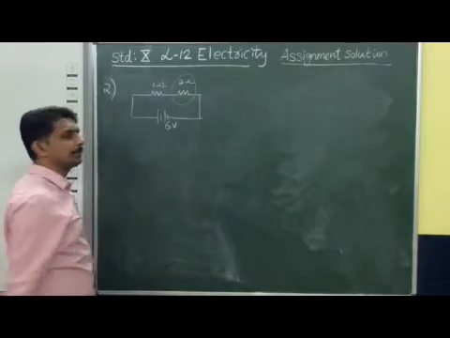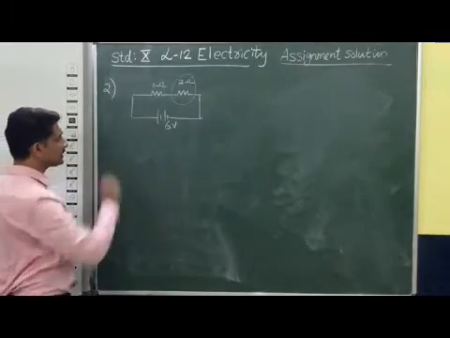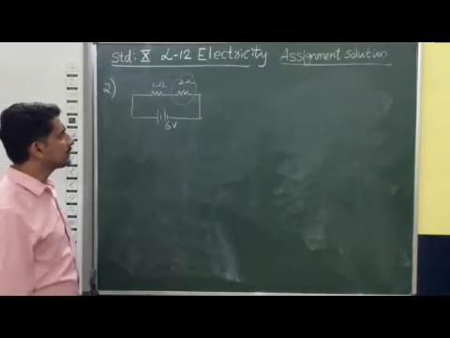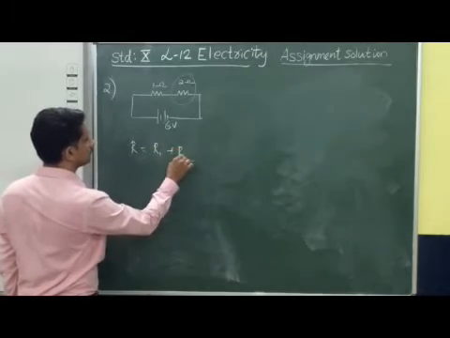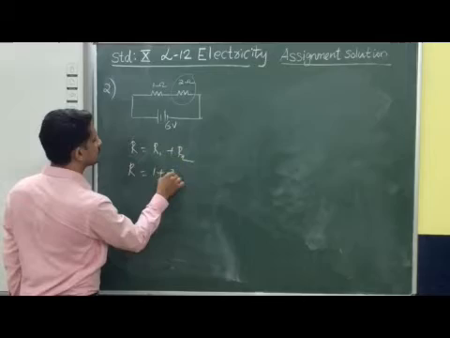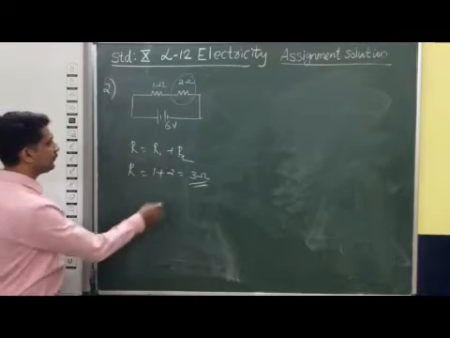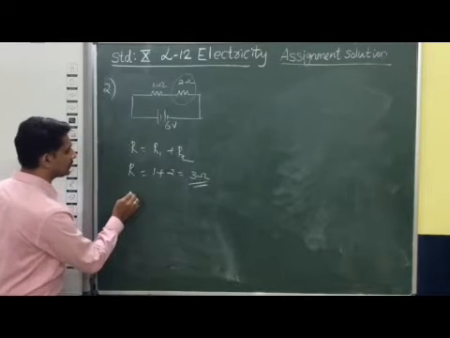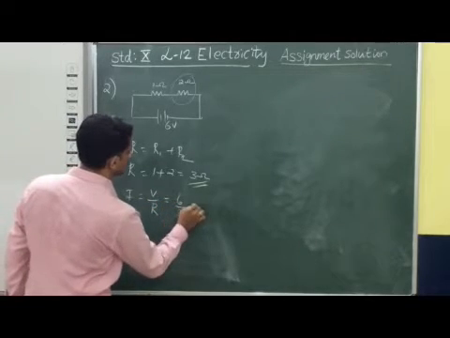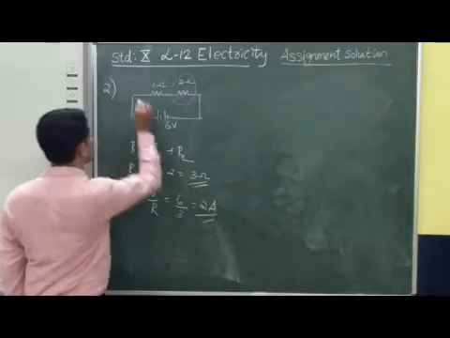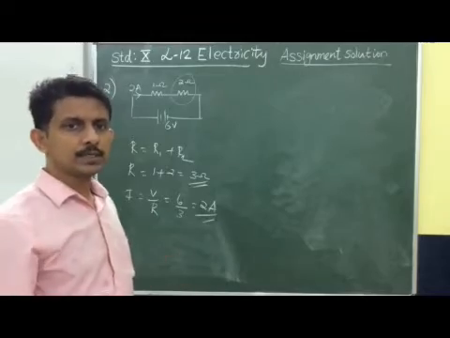So first we have to calculate the power consumed by this 2 ohm resistor when they are connected in series. What is the effective resistance of this combination? R is equal to R1 plus R2. That means R is equal to 1 plus 2, that means 3 ohm. This is the effective resistance, 3 ohm. If we know the effective resistance, we can calculate the current I. I is equal to V by R. That means 6 divided by 3. So we can say that 2 ampere current is passing through the circuit. And this is in series combination.